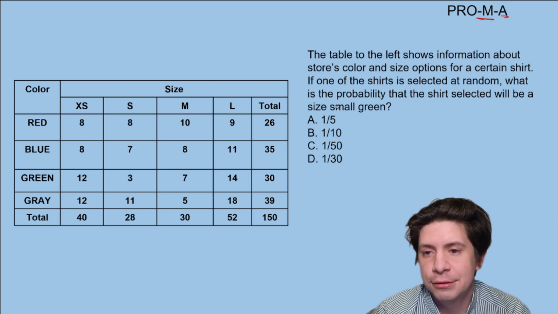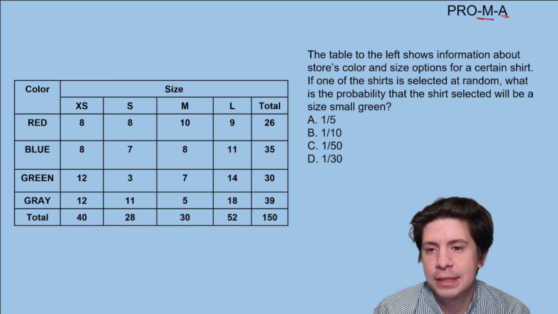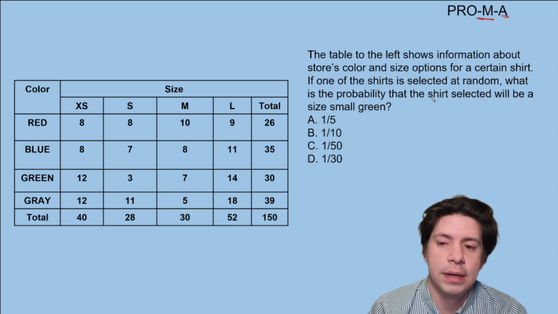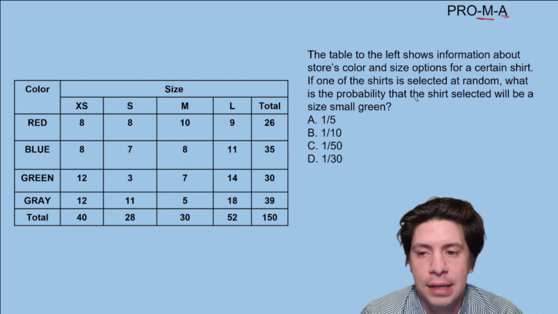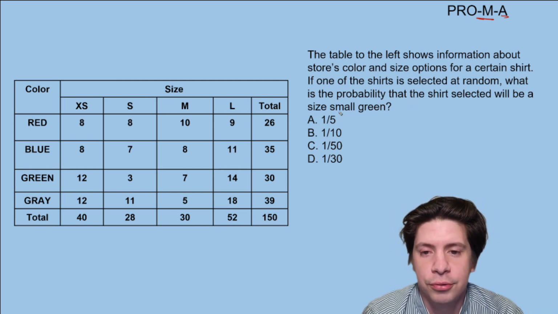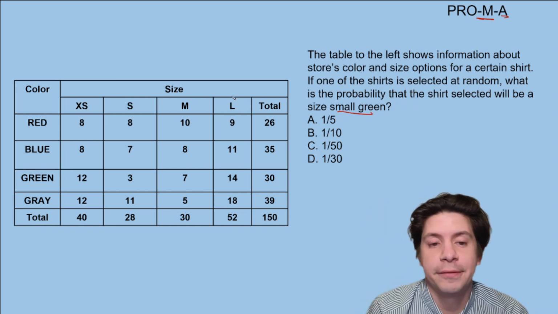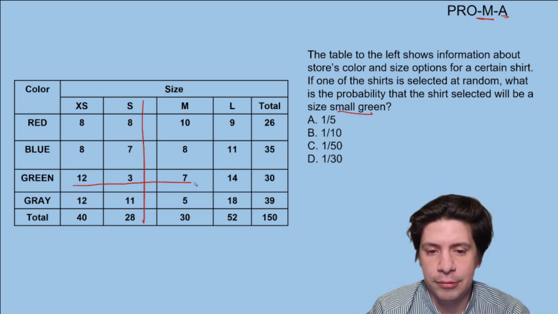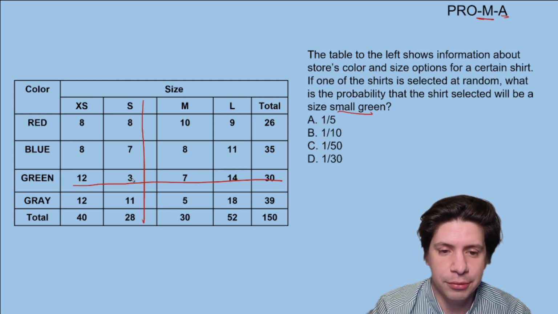The table to the left shows information about a store's color and size options for a certain shirt. If one of the shirts is selected at random, what is the probability that the shirt selected will be a size small green? So we are looking for size small, which is here. And then we're looking at greens, which is here. And we're looking for where they intersect, right, which is the 3.